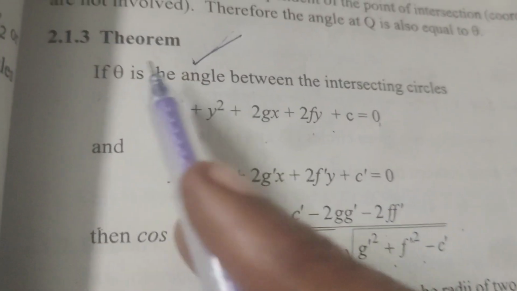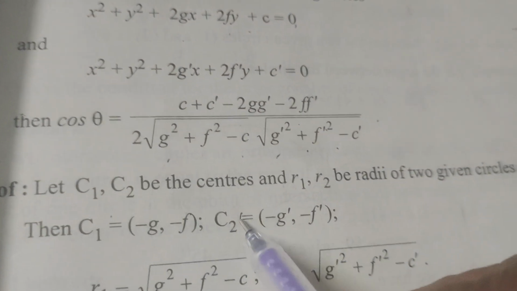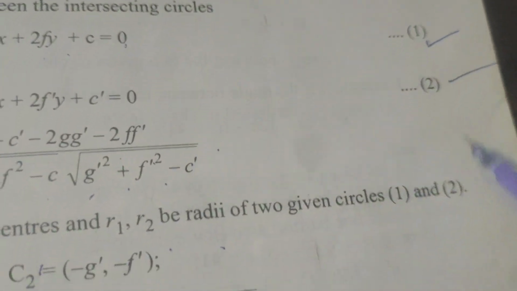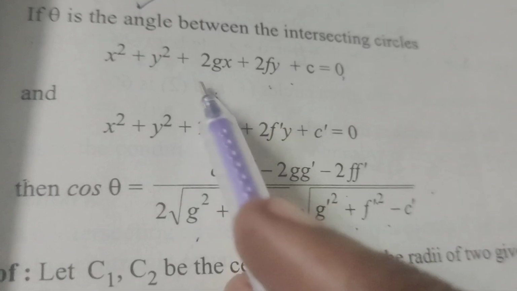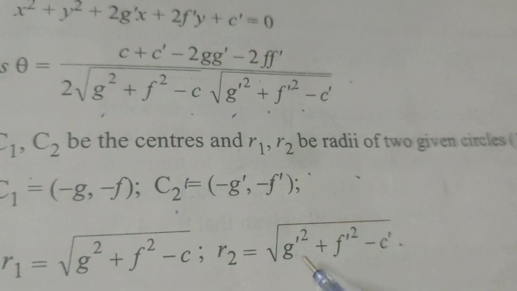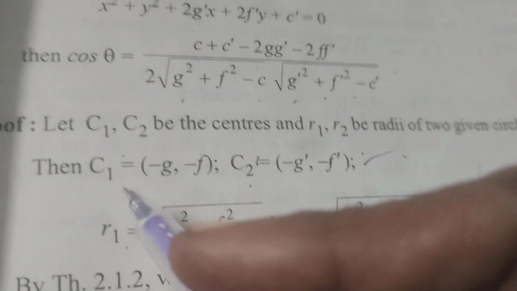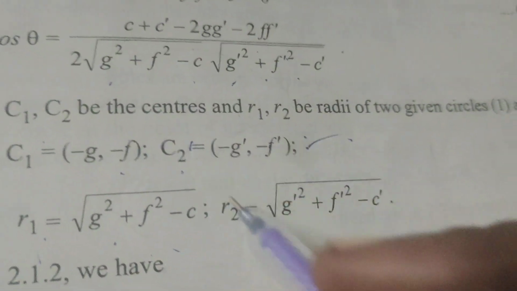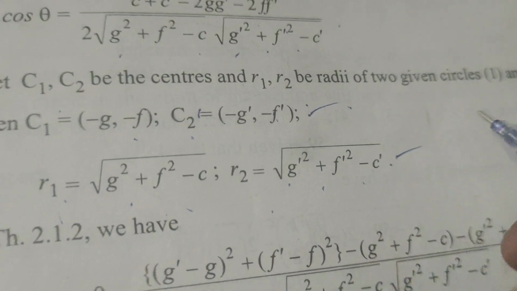Now, to prove that, let C1, C2 be the centers and R1, R2 be the radii of the two given circles 1 and 2. Then C1 equals (-g, -f) and C2 equals (-g', -f'). These are the centers. Now the radii: R1 equals root of g square plus f square minus c, and R2 equals root of g' square plus f' square minus c'.